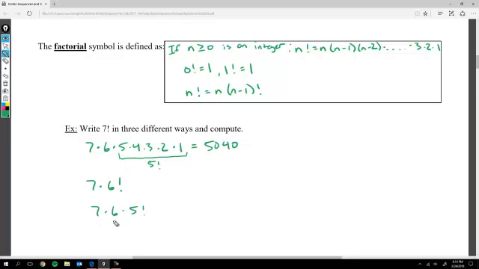Right? But all 3 of these are exactly the same thing. Really all 4 of these, including this top here. Okay, all of these mean the same thing. And we're just multiplying a descending order of numbers until you get to 1.